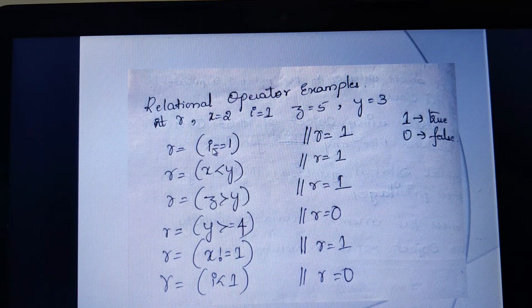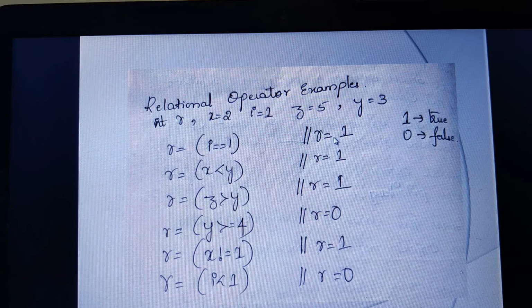Now let us see. r is equal to i double equals 1. What is the value of i here? That is 1. Whether 1 equals 1, I am checking for equality. Therefore, what would be the value of r? Instead of true, the value of r would become 1. So 1 indicates true. You can write it here as true also, or you can write it as 1. Both mean the same, correct?